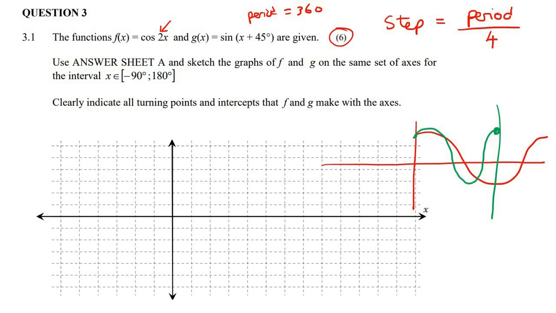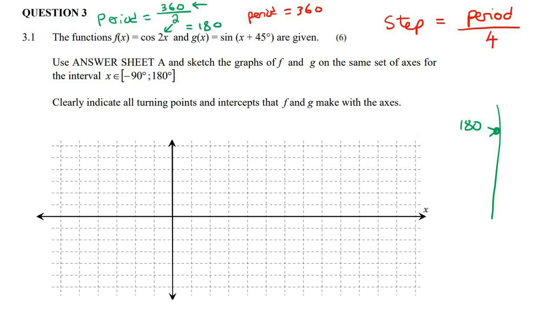So how long does the green graph take to complete? Well, it'll only be 180. If you ever want to work out the period of a graph that has a number there, all you do is use this formula. You just say period equals 360, which is the normal cos and sin period, and then divide it by this number, and that'll give you 180.